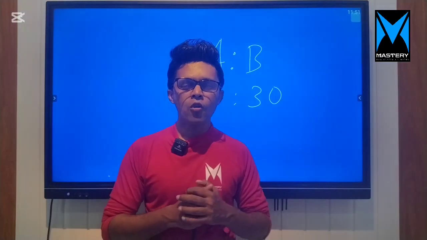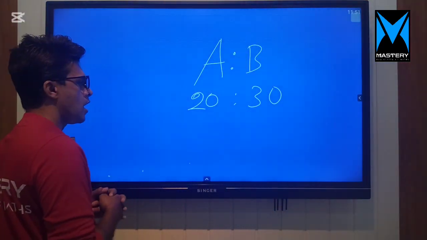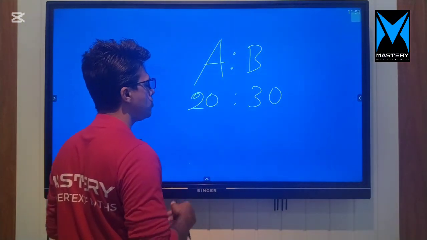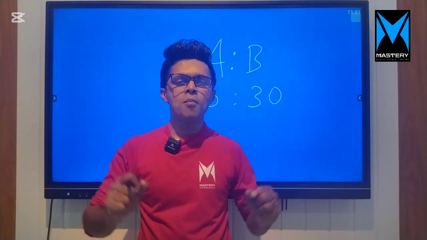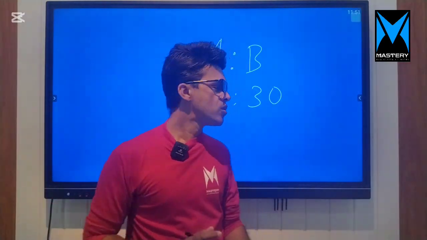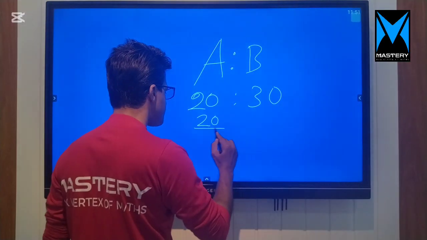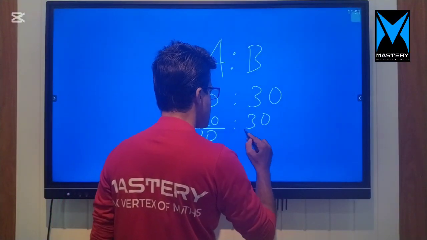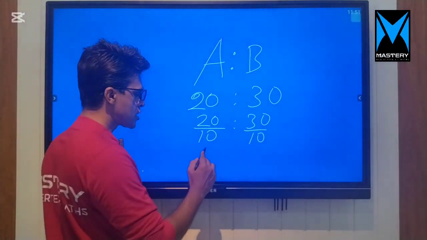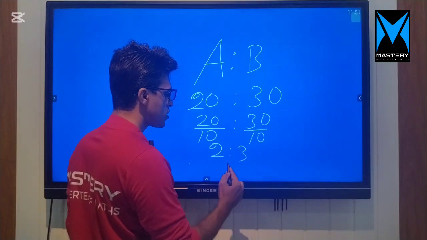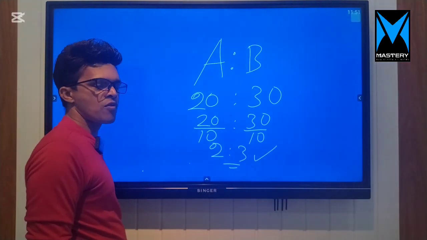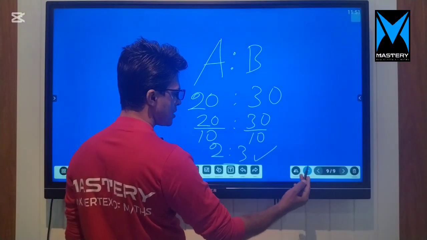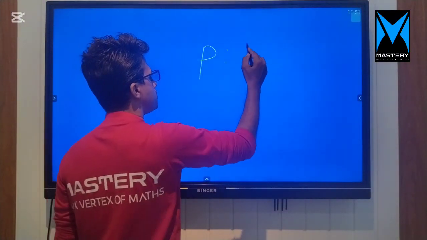How can you get the ratio in the simplest form? 20 is a multiple of 10, and 30 is also a multiple of 10. Therefore, you can divide both sides by 10. 20 upon 10 is 2, and 30 upon 10 is 3. So we've taken the ratio in the simplest form as 2 to 3. So how about this one? P to Q.